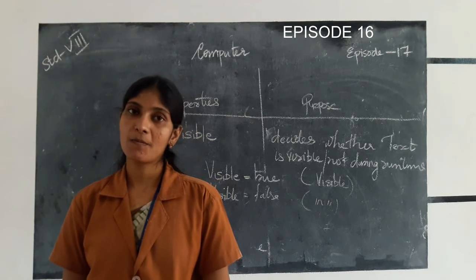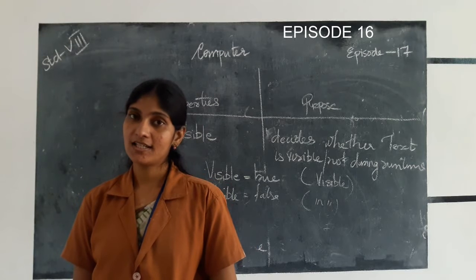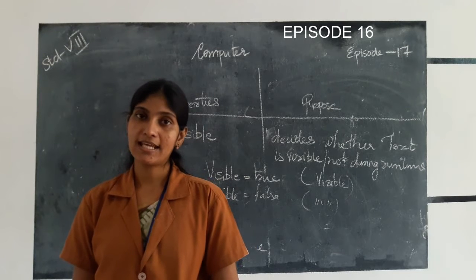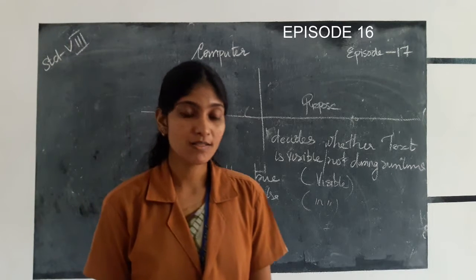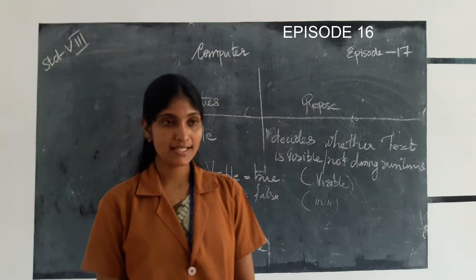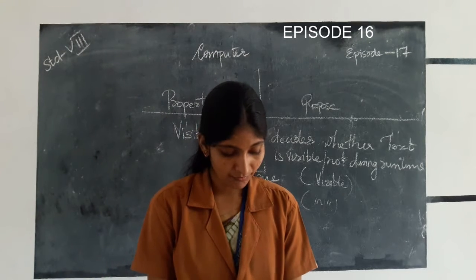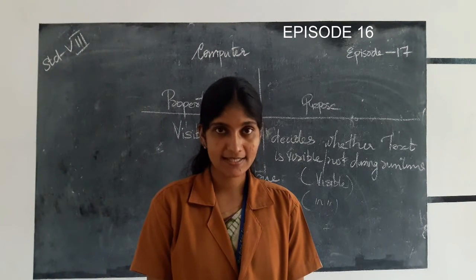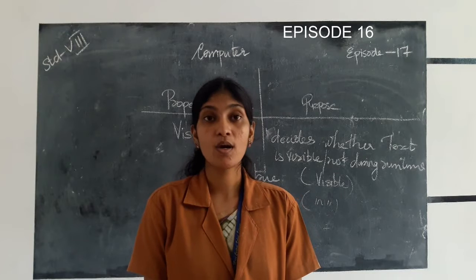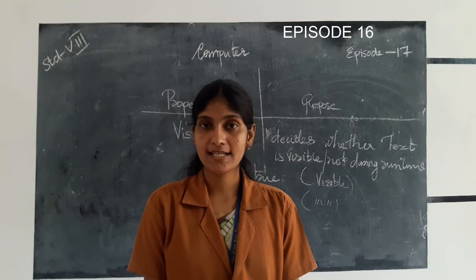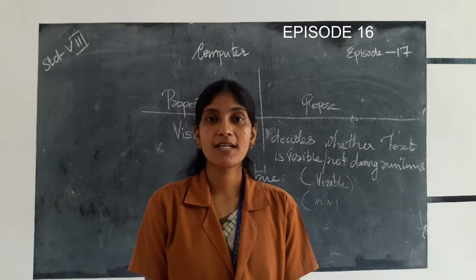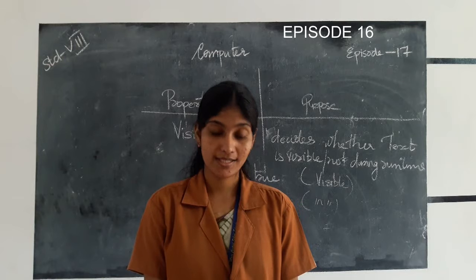So enable property decides whether you can enter the text in a text box or not. If disabled, that means you will find disabled text in grey color. So enable means you can enter the text and disabled means you cannot enter the text.